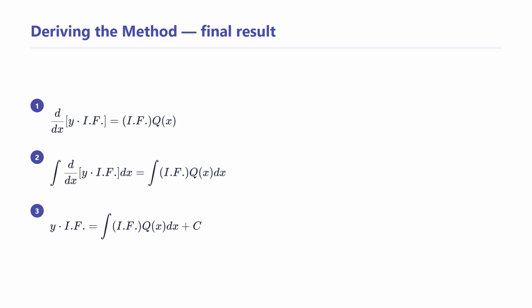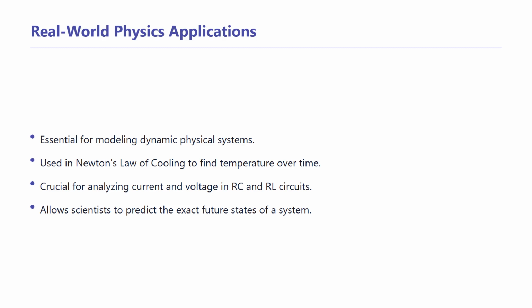To undo this derivative and solve for y, we simply integrate both sides with respect to x. The integral of a derivative just gives us the original function back, leaving y times the integrating factor on the left. On the right, we are left with the integral of q of x times the integrating factor, plus our constant c. This proves exactly where our general solution formula comes from. So, we have proven that the math works perfectly.